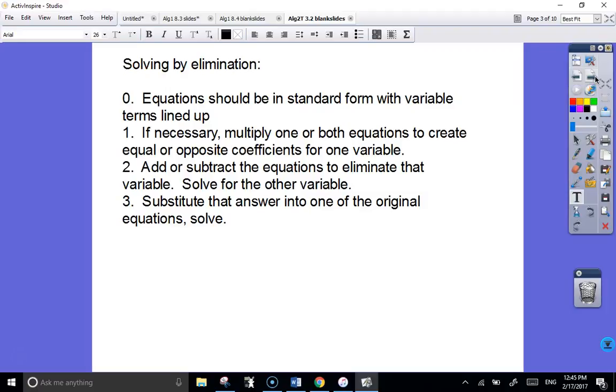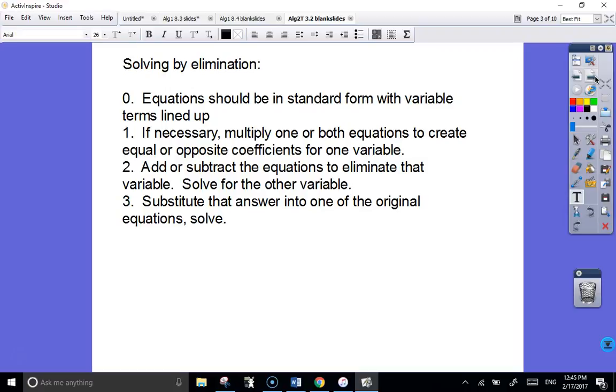I call the first the zero step. Usually when you do elimination, you make sure that the equations are in standard form, ax plus by equals c, variable terms lined up. Honestly, you can add equations in any form, anytime you want. It doesn't really have to be that way. But if you want to get the variables to cancel, it's at least visually easier if you just get everything lined up.